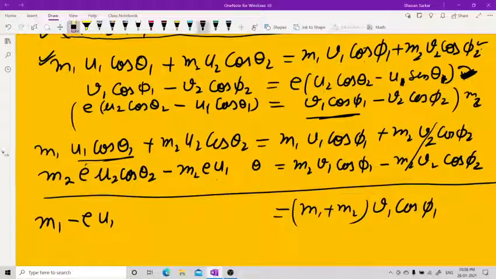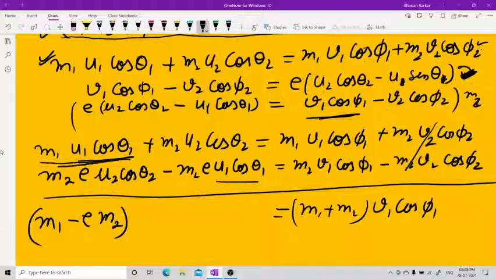This also will go off. This will be cos theta 1. Now see, you have u1 cos theta 1, you have u1 cos theta 1. So what you have got? m1, e, very simple. Now you have e m2. It is a bit complicated equation. It takes time.